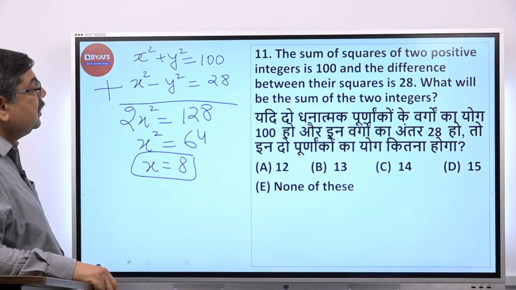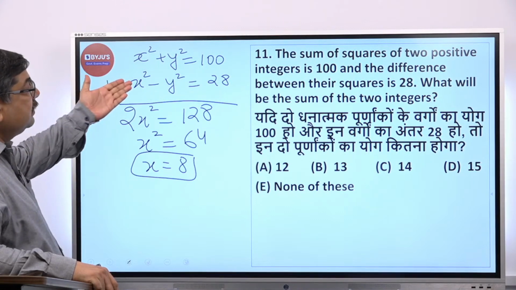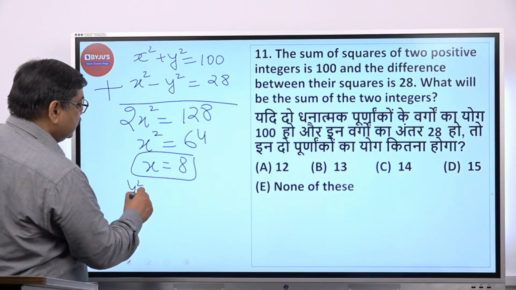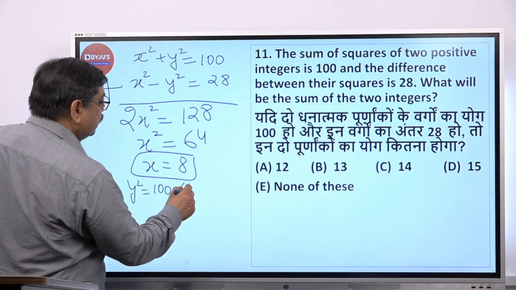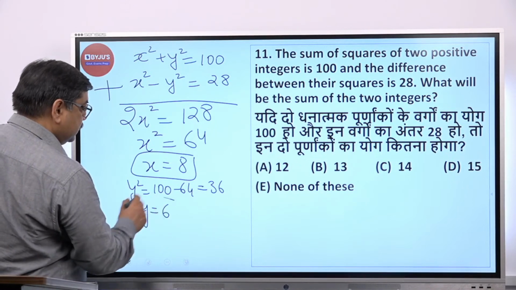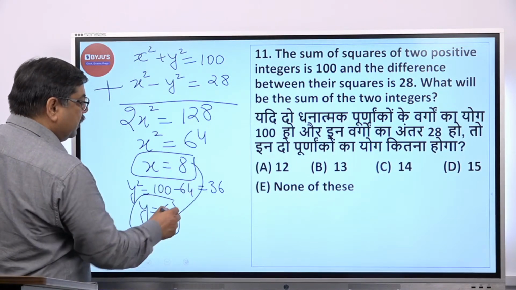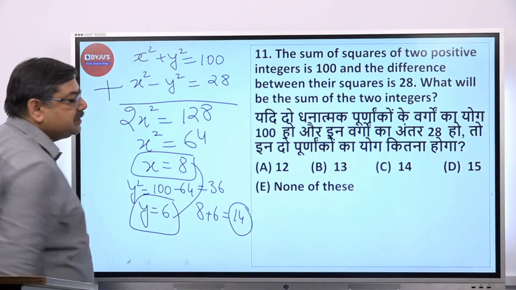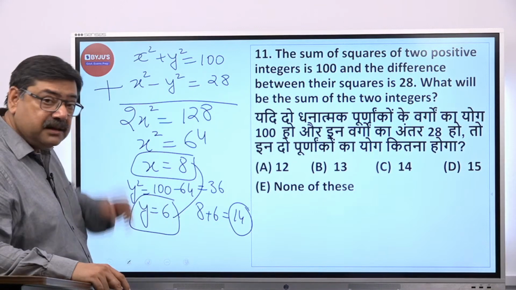All right. So now the next number y, how much is that? So y square here is equal to 100 minus 64, that is 36. So y here is 6. Okay, the sum of these two numbers is what he wants. That is nothing but 14. Now this is one way.